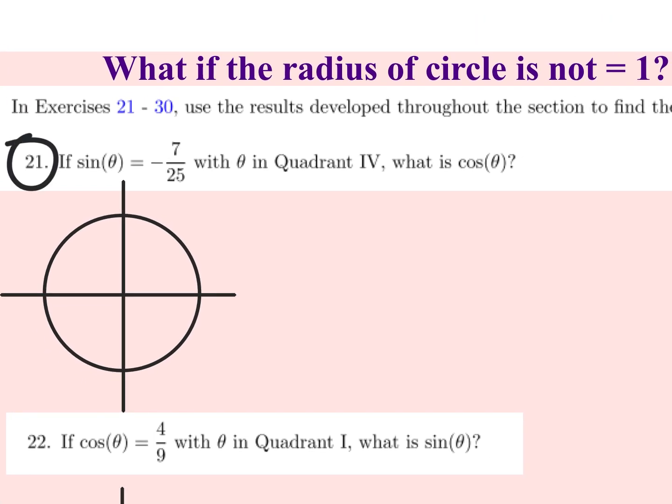Number 21. Typical test question. I'll pause, we give that a shot. It comes out to 24. Because the 7, 24, 25. I'm curious how many of you remembered it. Okay. There's not too many of these.